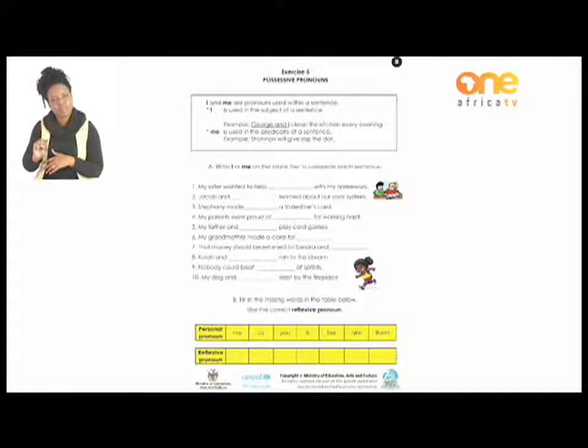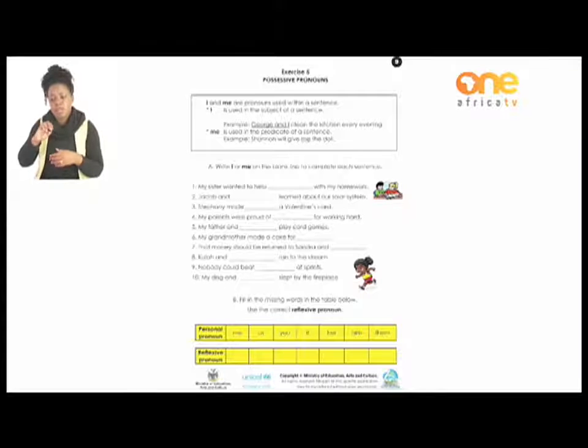The example is I and me are pronouns used within a sentence. I is used in the subject of a sentence. Example, George and I clean the kitchen every evening. Me, when do we use me? Me is used in the predicate of a sentence. Example, Shannon will give me the doll.